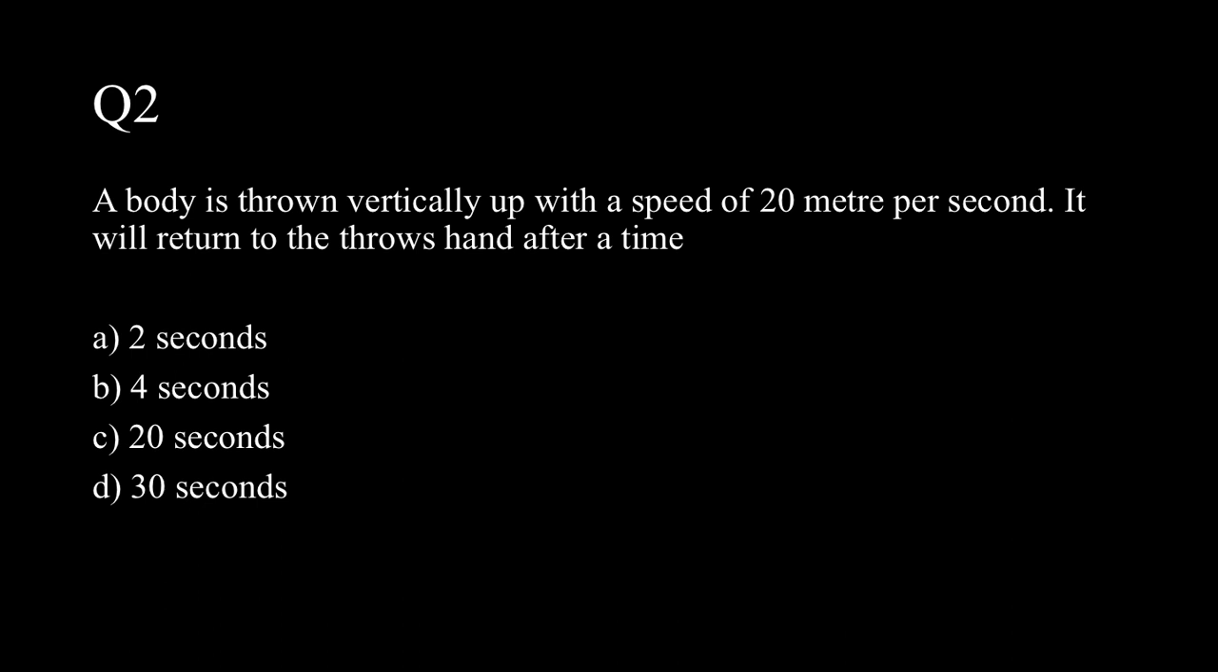It goes like this. A body is thrown vertically upwards with a speed of 20 meter per second. It will return to the thrower's hand. Apologies, it's not thrower, it's throwers. The point that I was trying to convey earlier is, if you ask me what is the formula for the time by which the ball comes down, there are standard formulas for that. But I never suggest opting for these kinds of formulas.